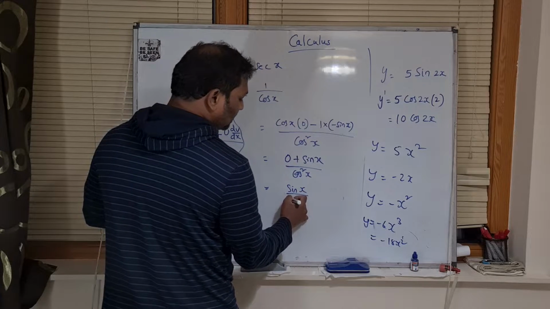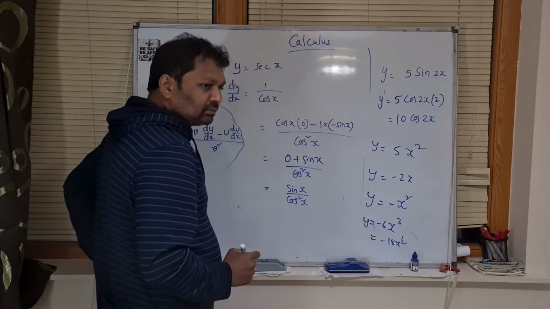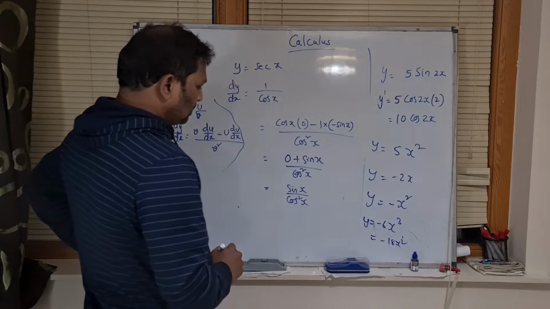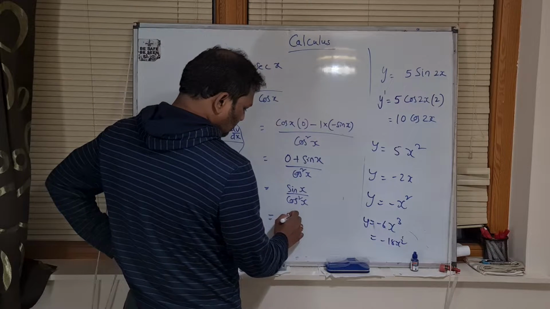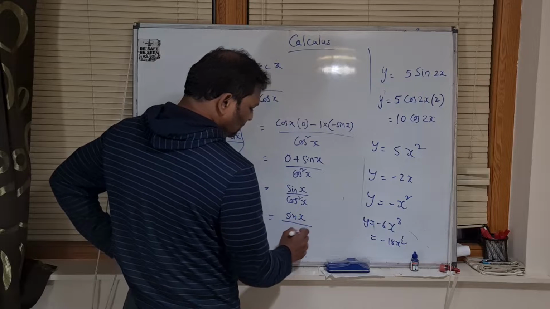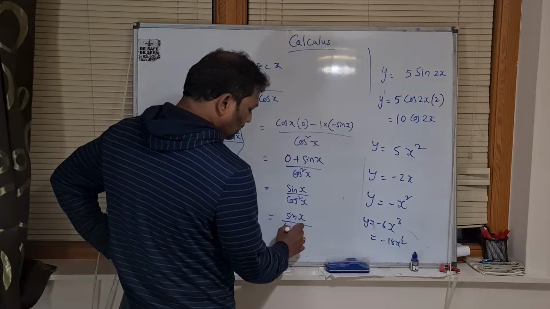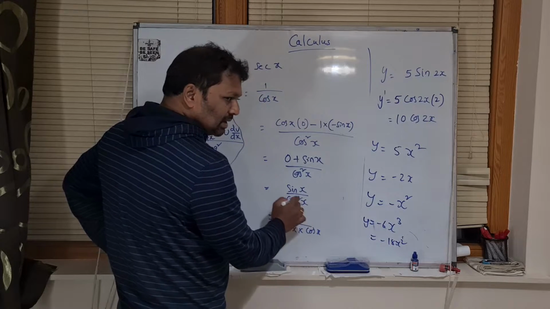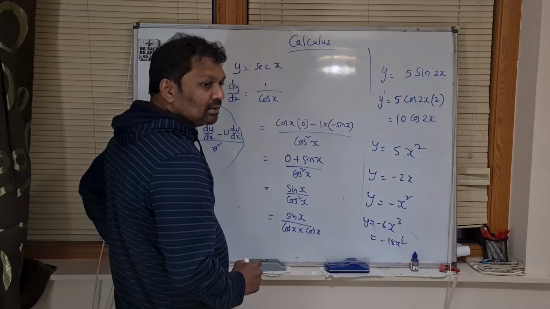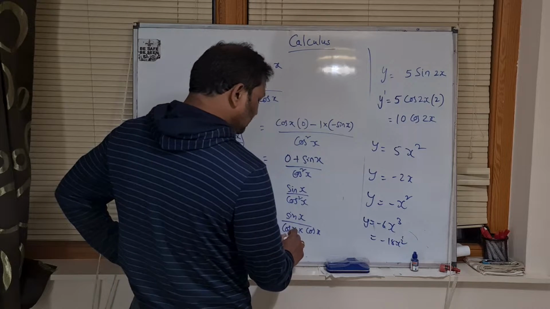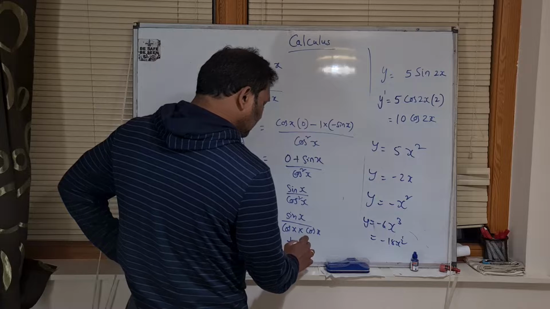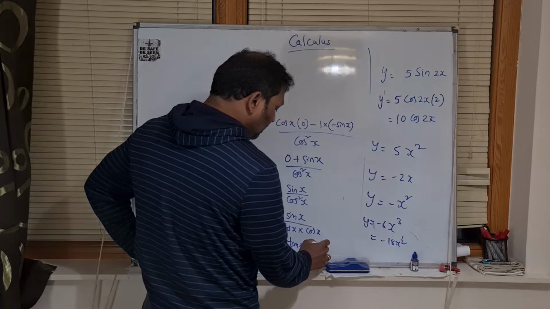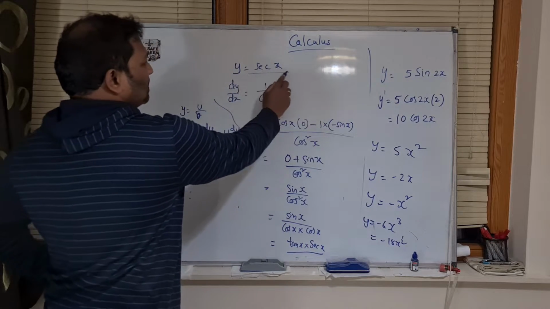How can we further simplify it? We can write cos squared x as cos x into cos x. So sin by cos, what is the value of it? Tan x, and tan x into 1 by cos x is equal to secant x. So this is the differentiation of secant x.